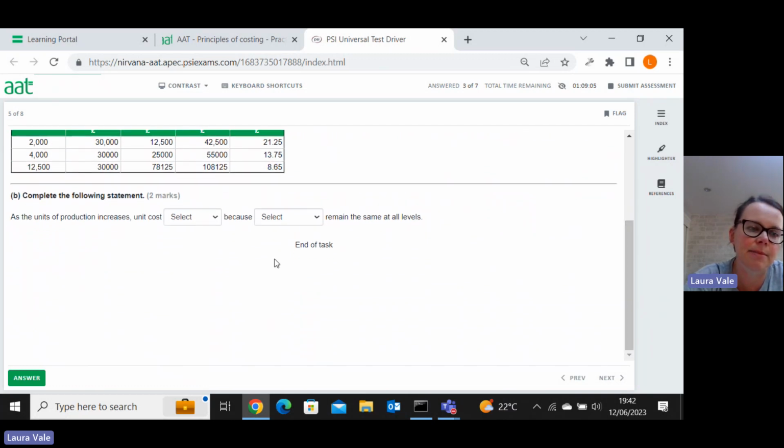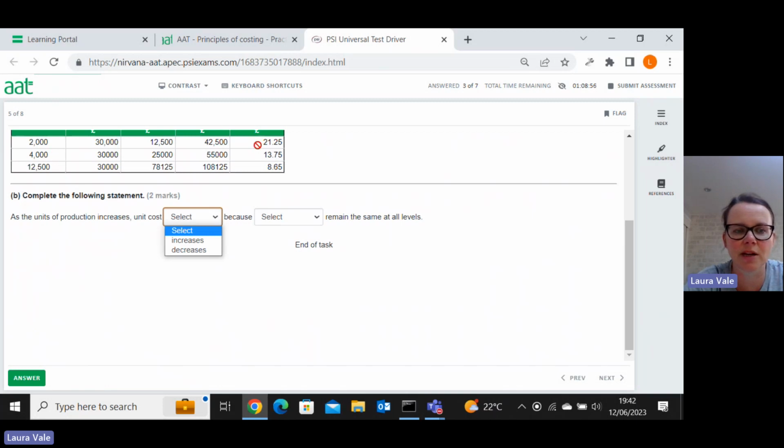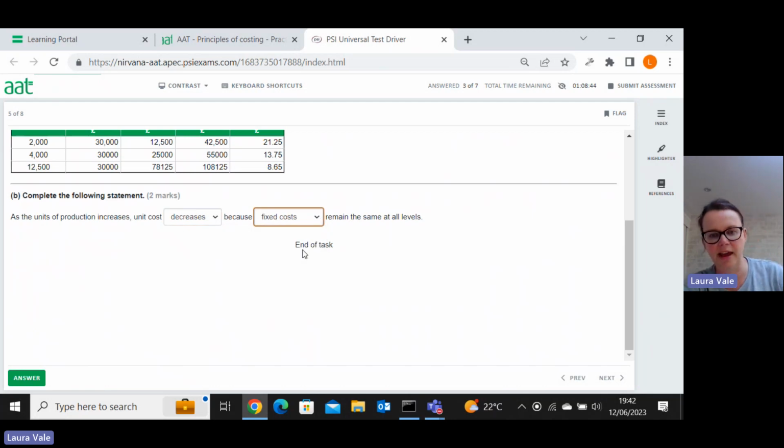Right, complete the following statement. As the units of production increases, the unit cost, I just mentioned this, didn't I? So we've seen the unit costs go down as the units of production increases. So it decreases because the fixed costs are the same at all levels. As I said, you've got that same fixed cost being spread over more units, which drops the price per unit.